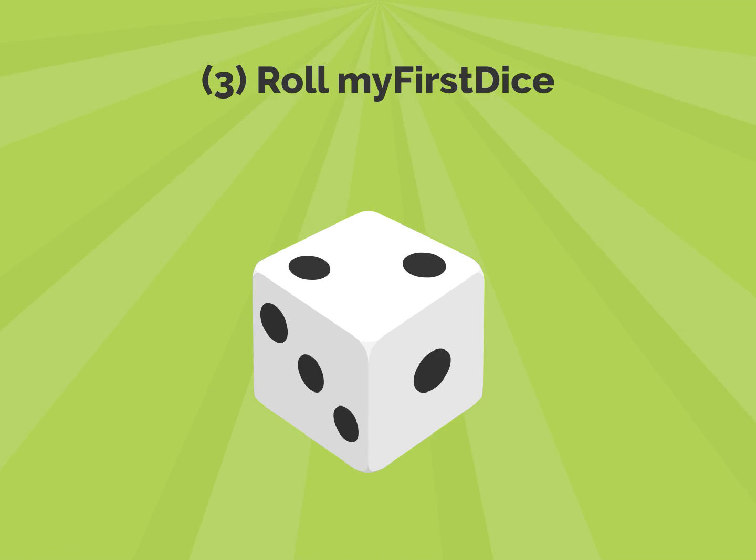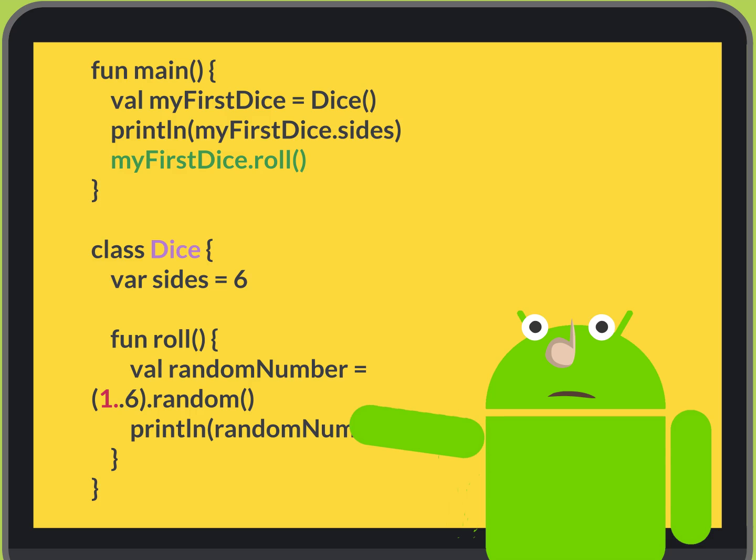3. Roll myFirstDice. To actually roll myFirstDice, call the roll method on myFirstDice in main. You use dot notation to call the method.